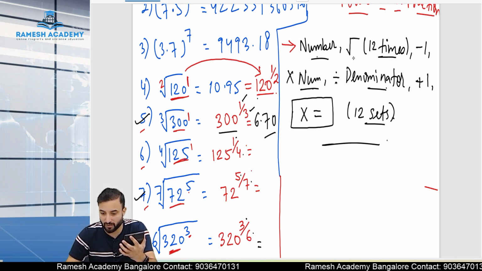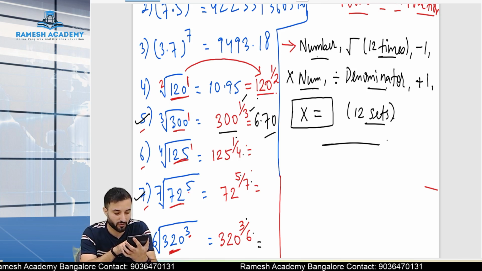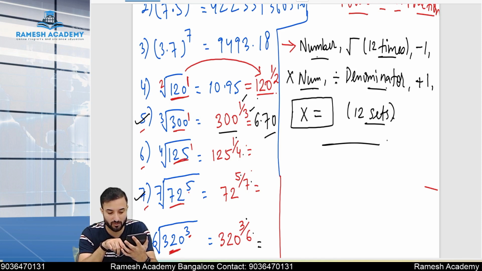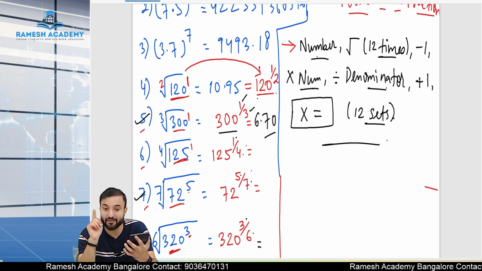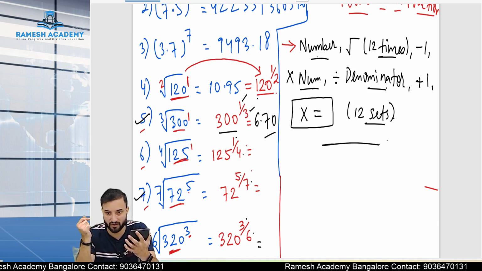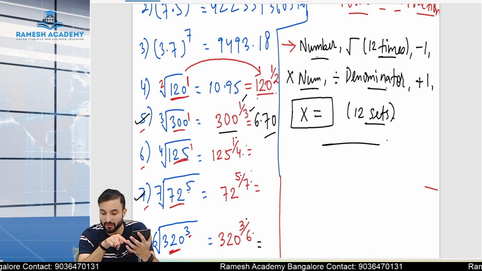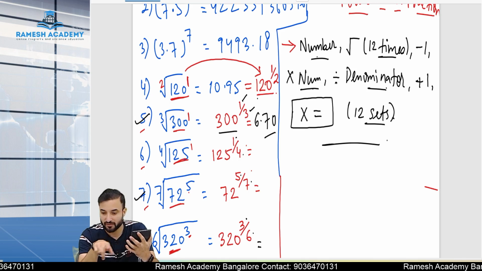Then second step is we have to press the square root 12 times. So square root 12 times: 1, 2, 3, 4, 5, 6, 7, 8, 9, 10, 11, 12. After that, whatever you will get, minus 1. Then you have to press the equal button. Then multiply with numerator. So numerator is what? 5, because we are doing 72 power 5 by 7. So numerator is 5, so multiply with 5. Denominator is 7, so divide by 7.